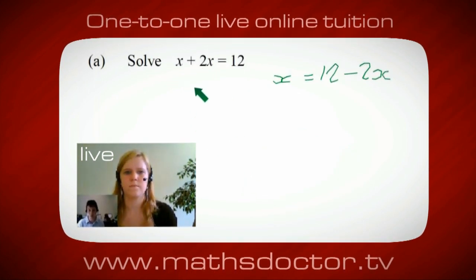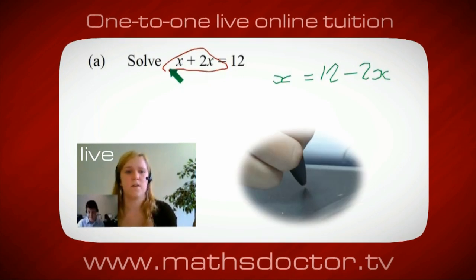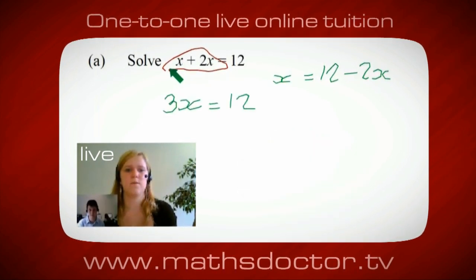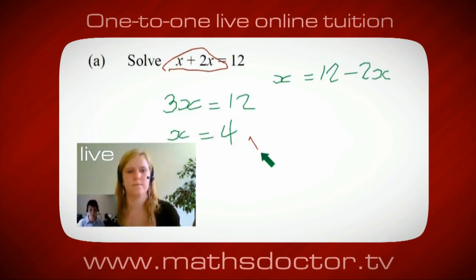Okay, so a lot of the time we want to get x by itself, but what we want to do first is get all of these x's together. So can you see anything we can do with this? Get all these together in one place. Oh, okay, it's 3x, isn't it? Yeah, absolutely. So 3x equals 12. Oh, and so x equals 4. Brilliant, spot on, well done.